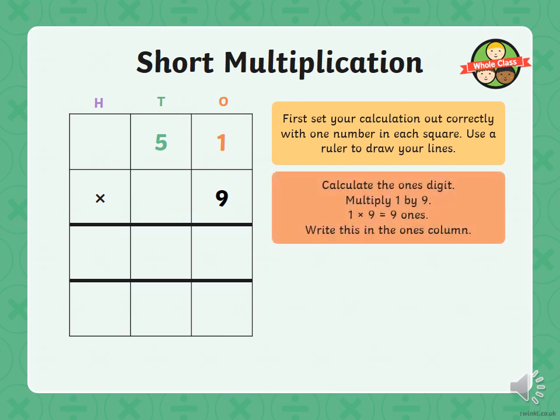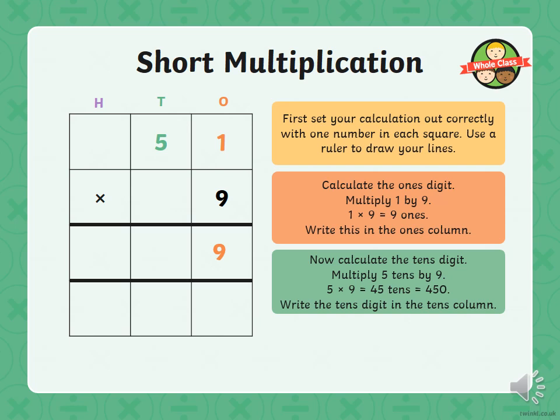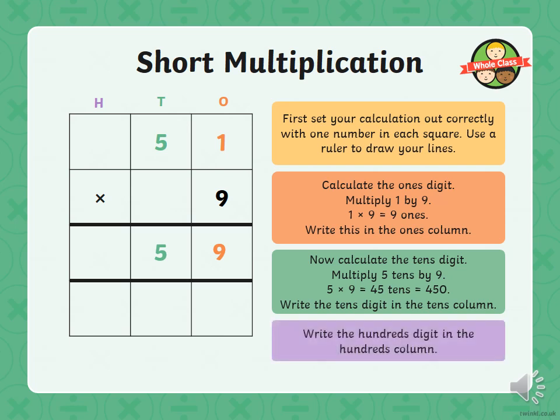Calculate the ones digits first. Multiply 1 by 9. 1 times 9 is 9 ones. Write this in the ones column. Now calculate the tens digit. Multiply 5 tens by 9. So 5 times 9 is 45 tens, which equals 450. Write down the tens digits in the tens column. Write down the hundreds digit in the hundreds column.